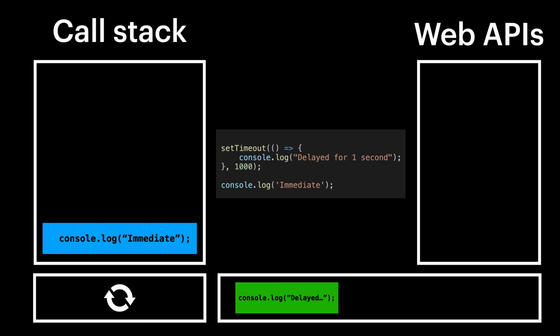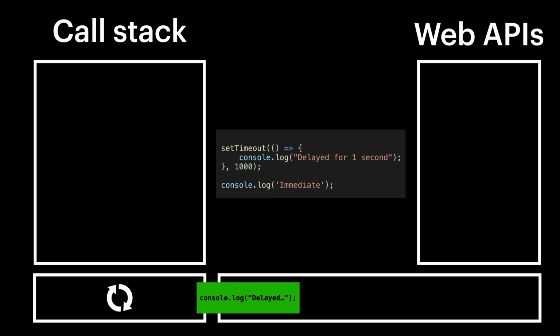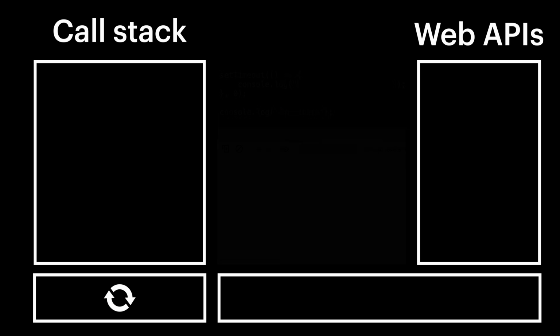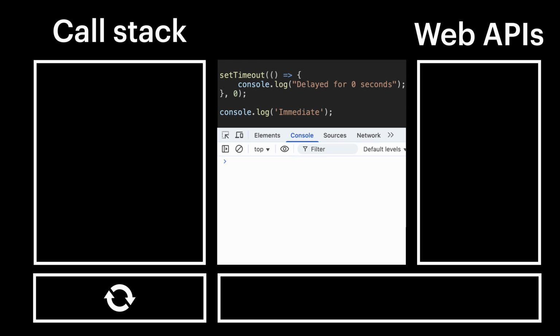If it is empty, then it pushes the code from the task queue onto the call stack. And just like that, we have a non-blocking single thread, which is capable of executing asynchronous code. Now, there is one more detail. What do you think will happen if we use setTimeout with a 0 milliseconds delay? Well, the code inside of it still gets executed as the last one.